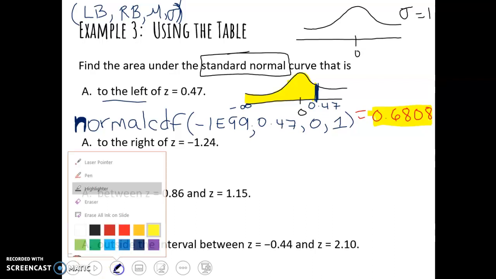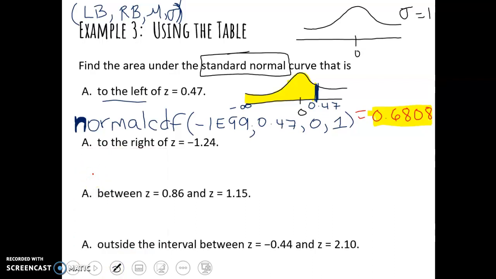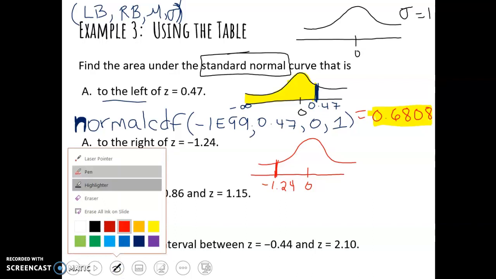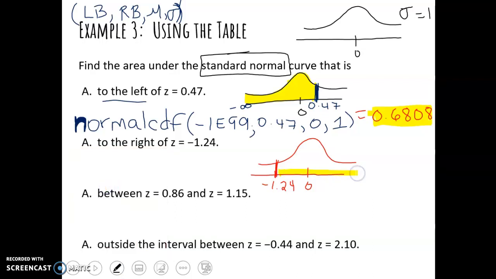All right, so let's do the next one. We're going to find the area to the right of negative 1.24. So here's 0 in the middle. Negative 1.24 somewhere to the left. So I'm going to say it's right here. Again, it doesn't have to be perfect. We want the area to the right. So I'm going to shade to the right. So we want to find that area there. So for this one, our left boundary is negative 1.24 and our right boundary, so these are the boundaries that hold the area that we've shaded, the area to the right of negative 1.24.